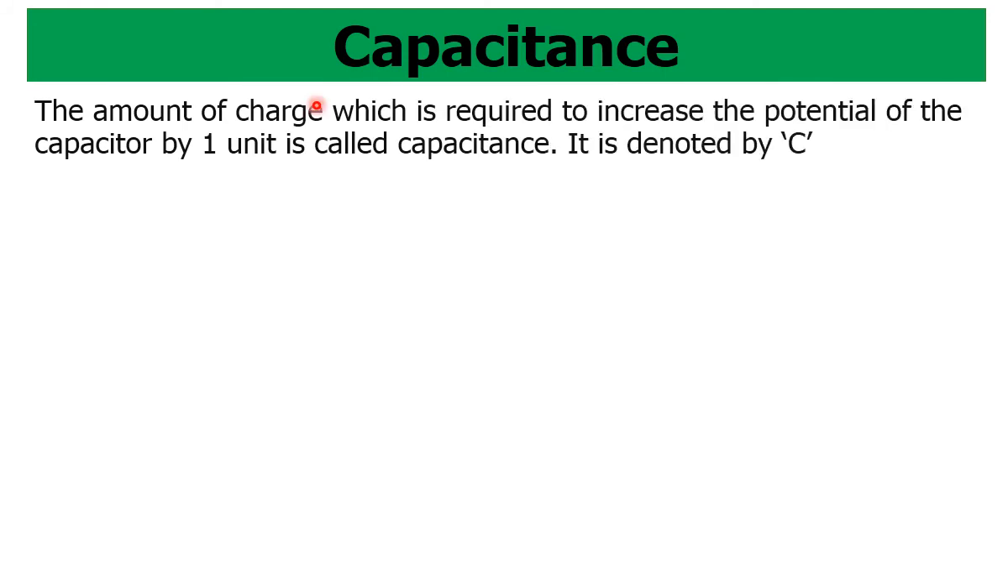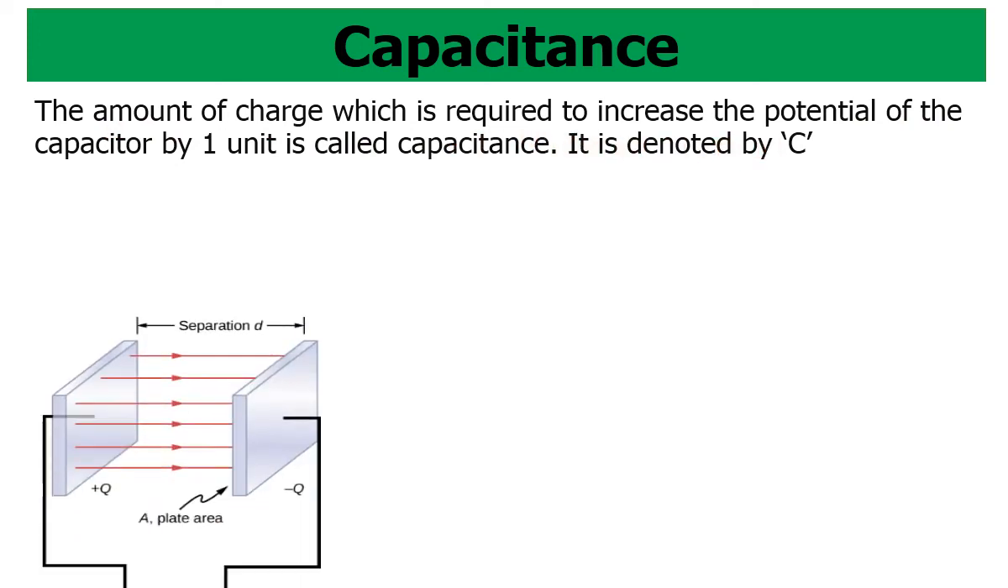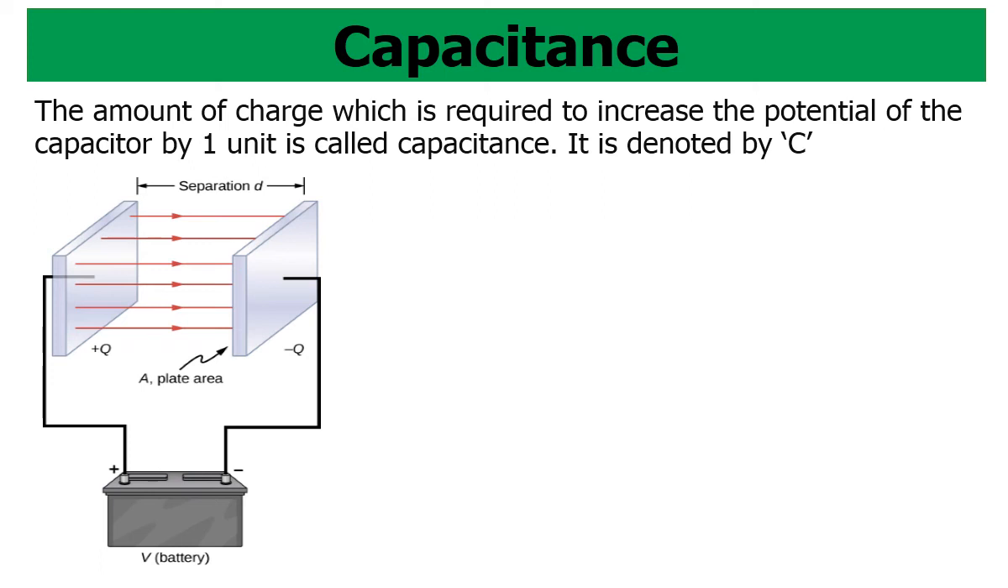Now I am going to talk about capacitance. The amount of charge which is required to increase the potential of the capacitor by 1 unit is called capacitance. It is denoted by C. In the diagram you can see a parallel plate capacitor. There are two plates. The first plate is connected with the positive end of the source, and the second plate is connected with the negative end of the source.